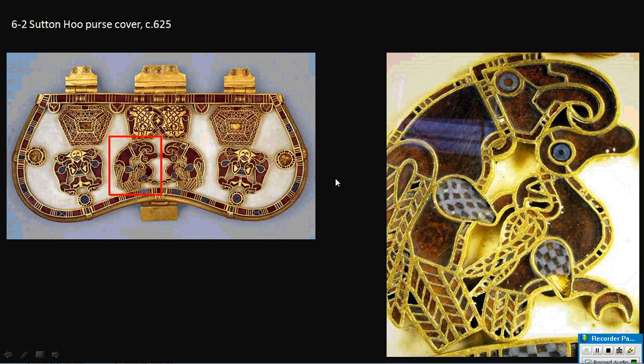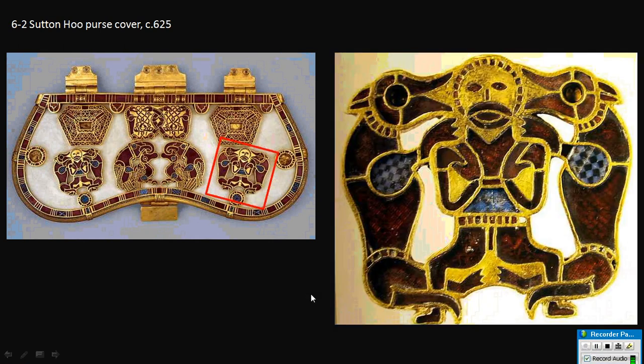The entire purse cover is only 7.5 inches wide. That's the same width of a standard piece of notebook paper. So the piece that we're looking at here is only about an inch and a half across, and yet filled with this elaborate detail, all against a gold backing.